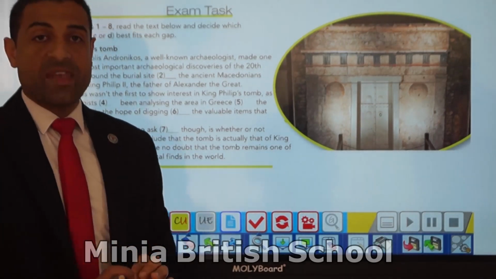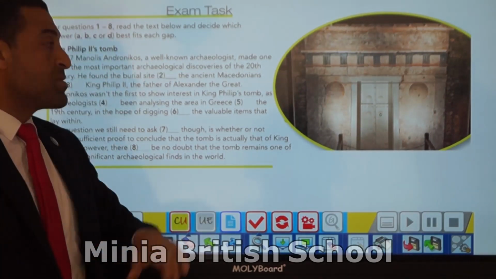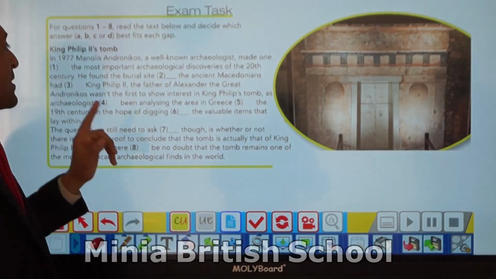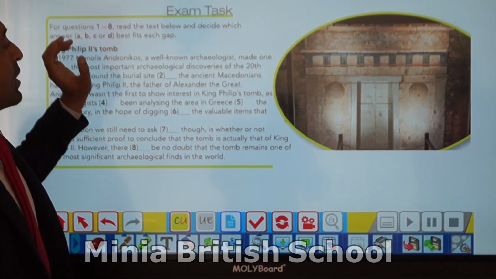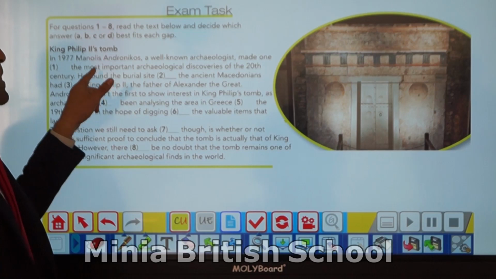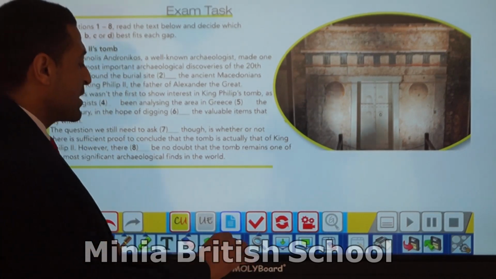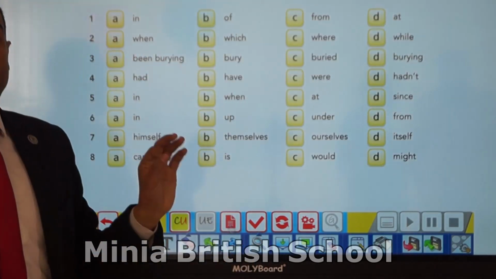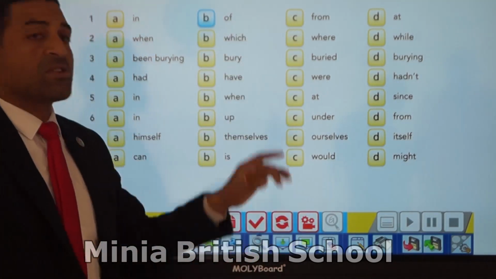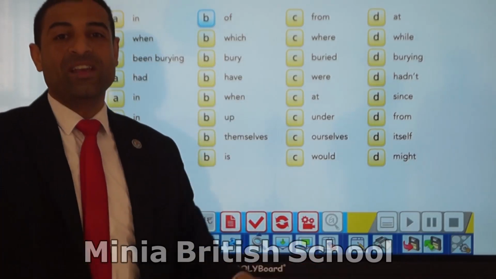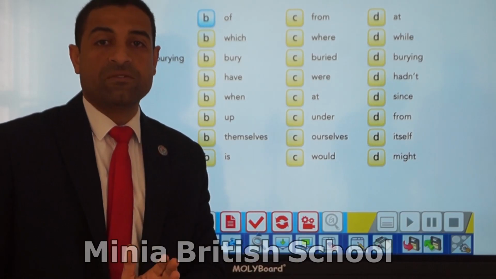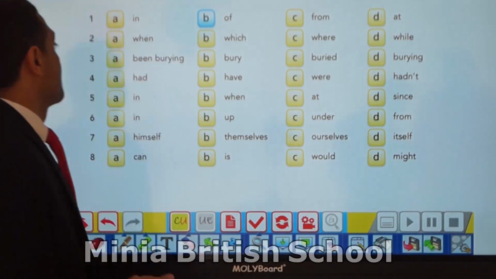So here what I did now, I read the whole text at the beginning and then we will return and we will go back to each separated sentence. So number one here, this well-known archaeologist made one space the most important archaeological discoveries. So one of, because here I consider the word one as a measuring word, and when I use a measuring word, I will say one of, kind of, a bottle of, just like this.